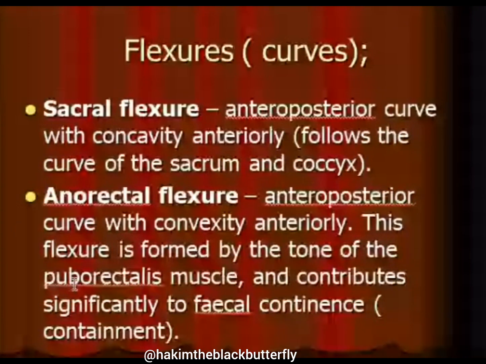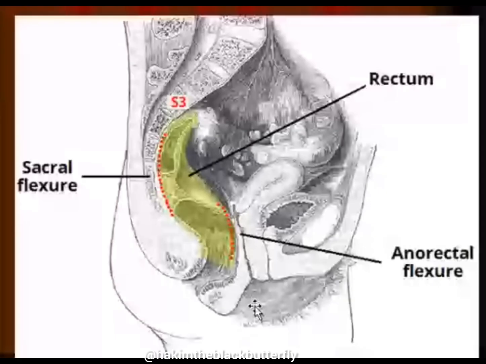It is maintained by this muscle known as puborectalis. Remember when I was talking about the pelvic diaphragm, I talked about a muscle known as puborectalis. Puborectalis contracts and it closes, contributing to the temporary storage of fecal material. This is the anorectal flexure.